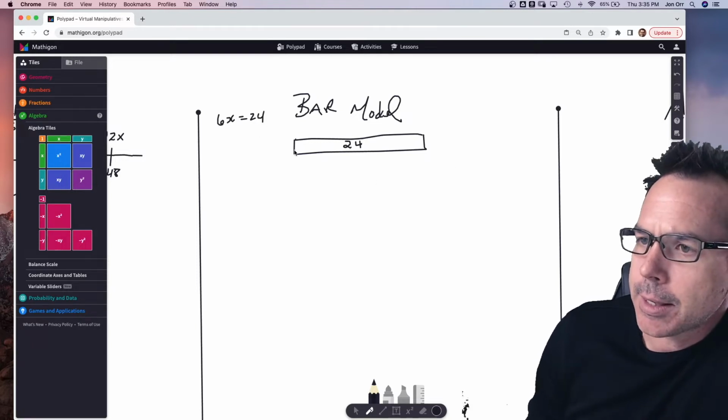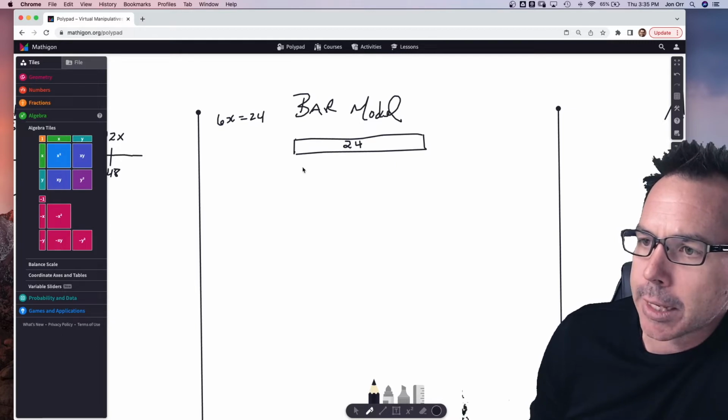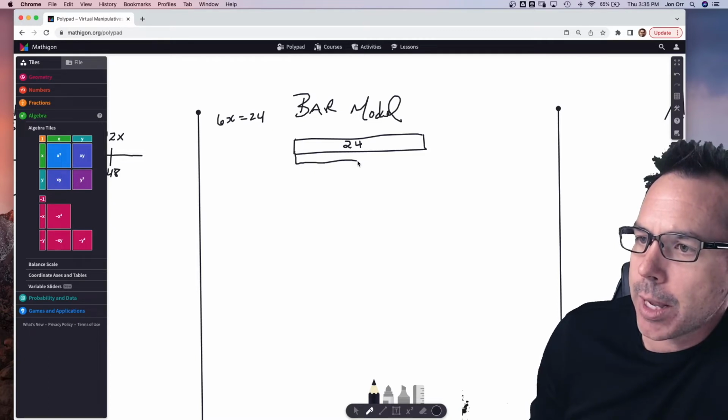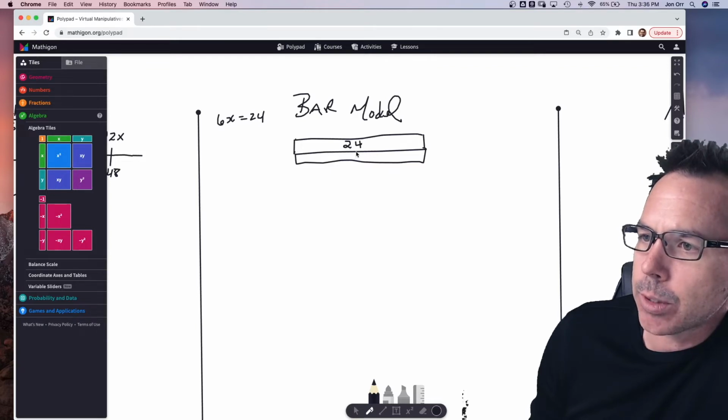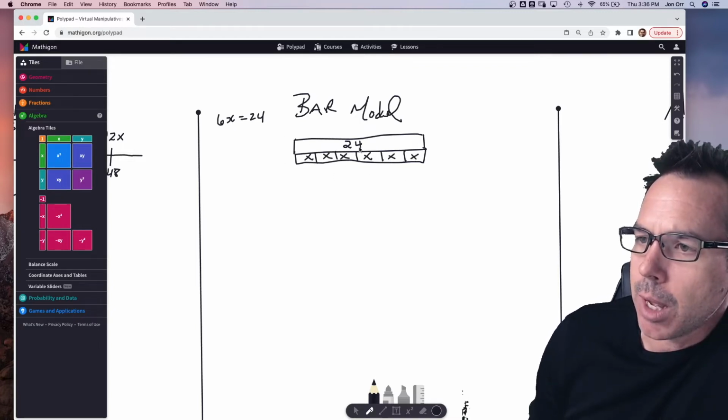And then that says that a 24 unit long bar, or length, is the same as 6 times an unknown number, or 6 groups of an unknown number. So you might also draw a second bar that's broken up into 6 equal sections. And each of these sections is an x unit length. And so I'm just modeling that, the model of 6 times x equals 24.